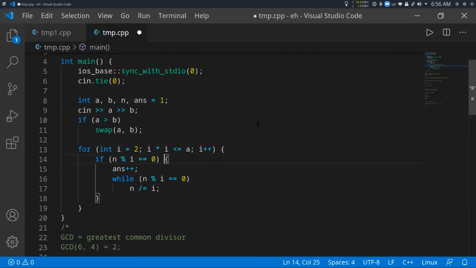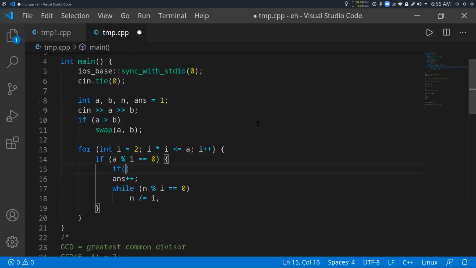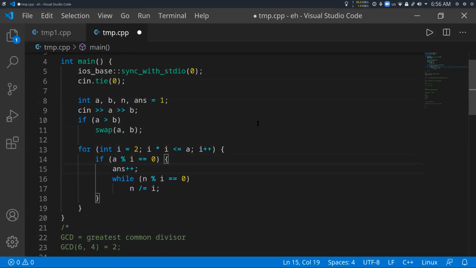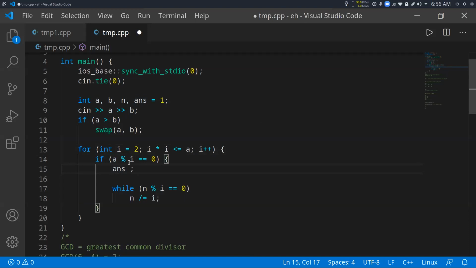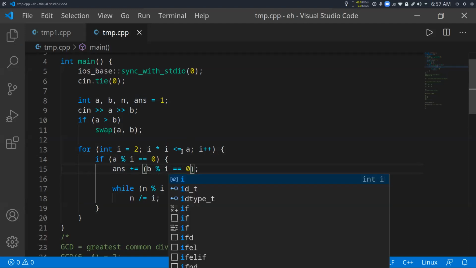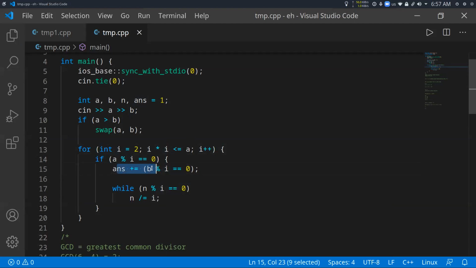So here I check if A mod I equals to 0. Actually, I will add 1 to the answer if and only if B is divisible by I. Okay. So ans plus equals B mod I equals to 0. So if I is a divisor of B, then I'll add 1 to the answer because I'm sure that it divides both. And otherwise, whether it's divisible by B or not, I'll continue doing the prime factorization for A. Because I'll just remove all the primes from A to check for every prime if it's divisible by B or not.